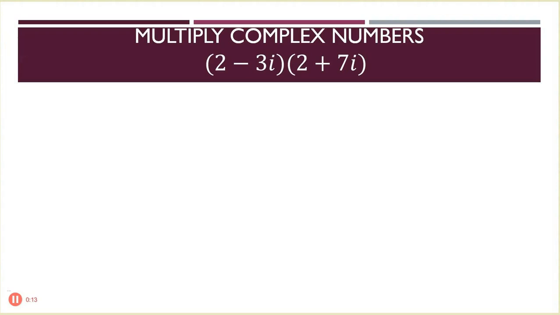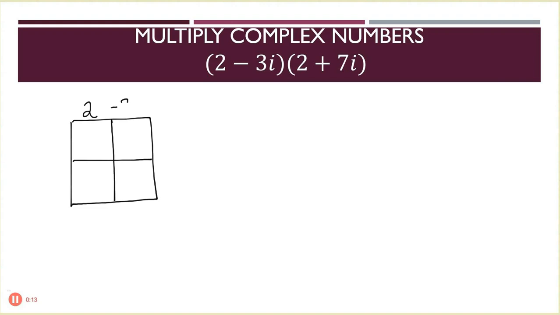So we have talked about adding and subtracting and simplifying imaginary and complex numbers. So now let's multiply. So we're still going to use the area model that you're familiar with. In this first example, we're going to multiply 2 minus 3i times 2 plus 7i. So I'm going to create my box. I'm going to put the 2 minus 3i and 2 plus 7i on the outside.